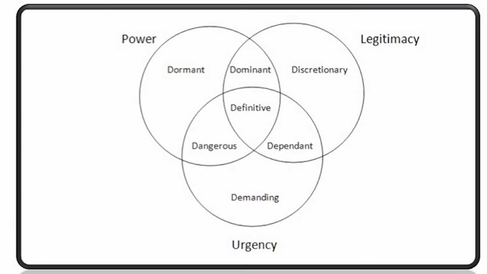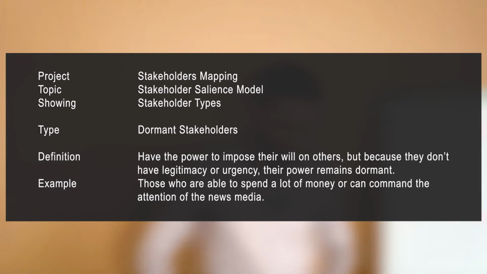In this model we can see that there are three stakeholder groups on the edges: the dormant, the discretionary, and the demanding stakeholders. We call these three groups the latent stakeholders, which are groups possessing only one attribute. The dormant stakeholders have the power to impose their will on others, but because they don't have legitimacy or urgency, their power remains dormant. For example, those who are able to spend a lot of money or who can command the attention of the news media.